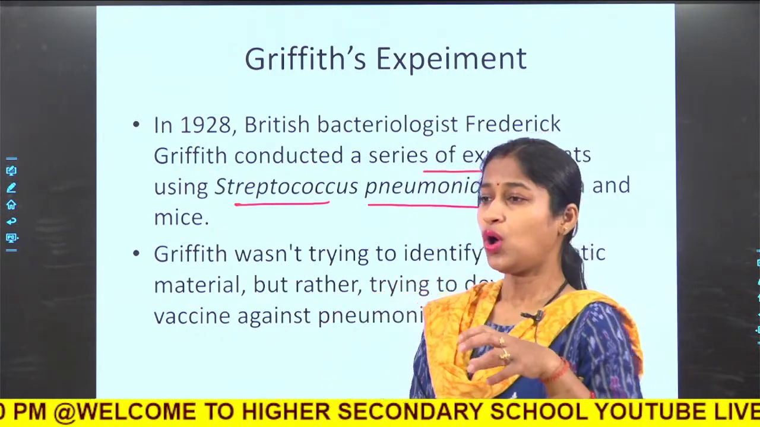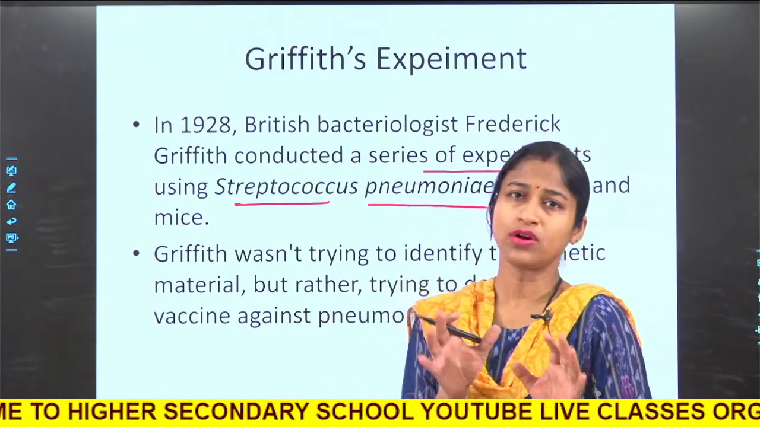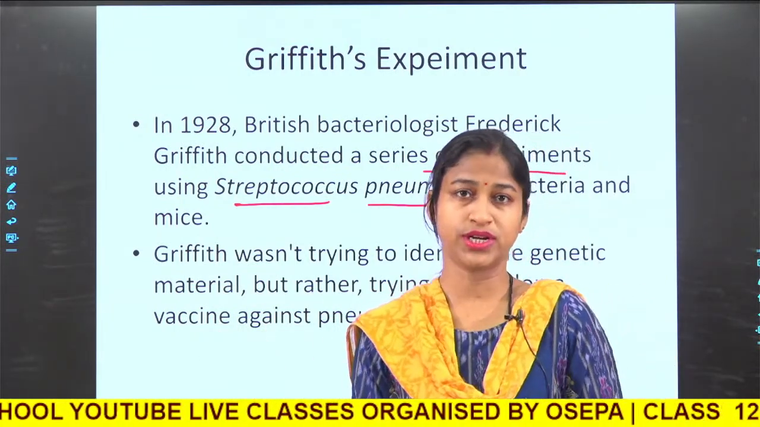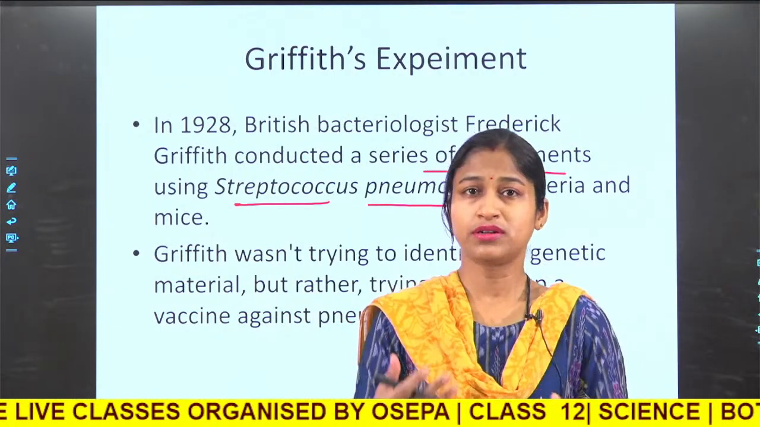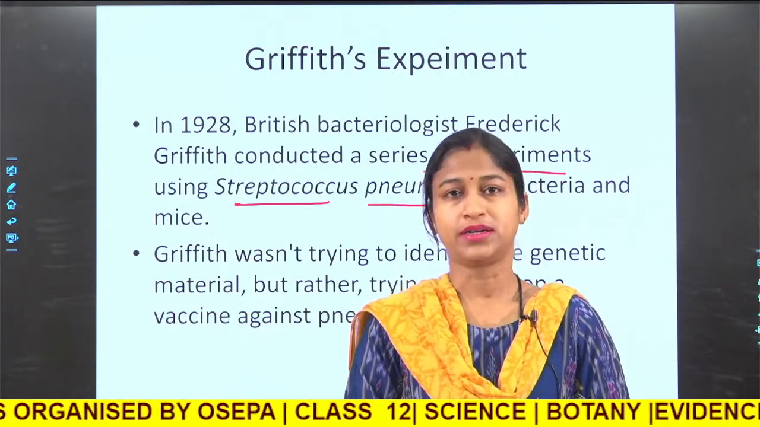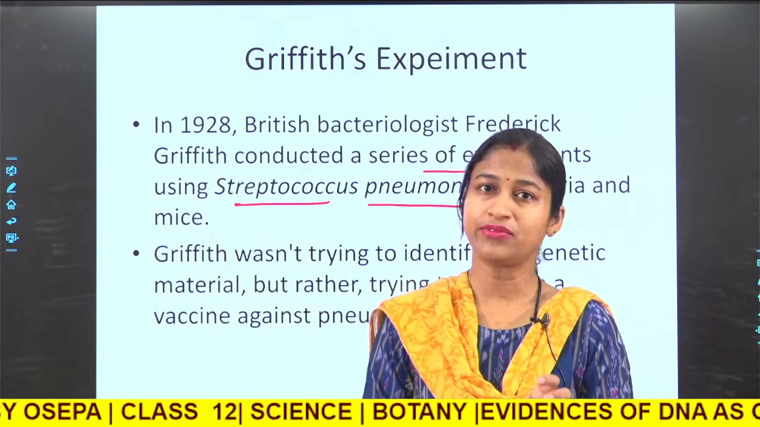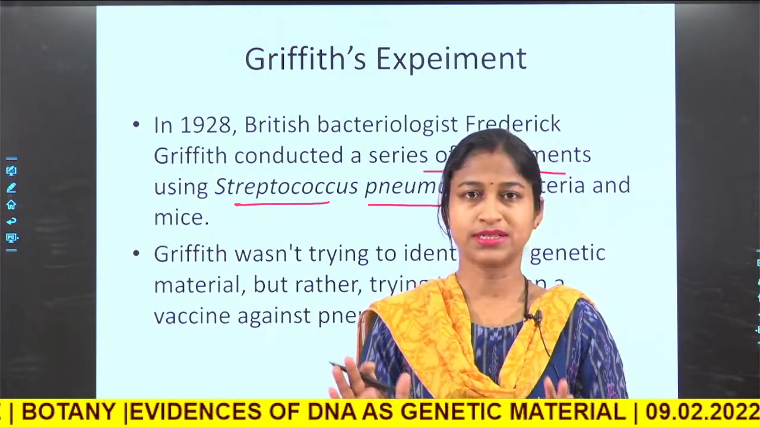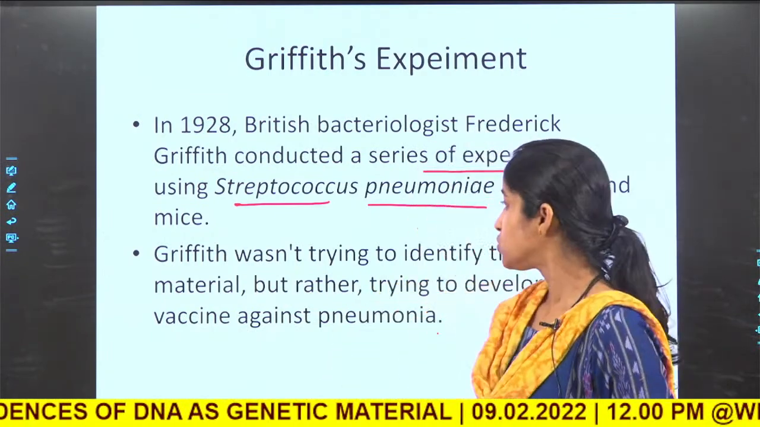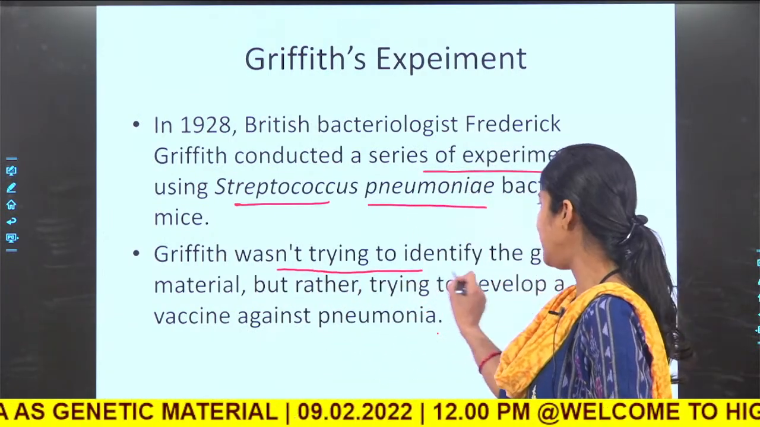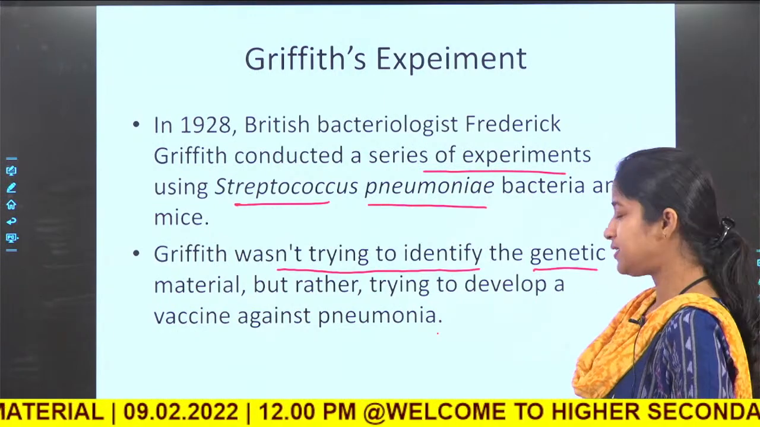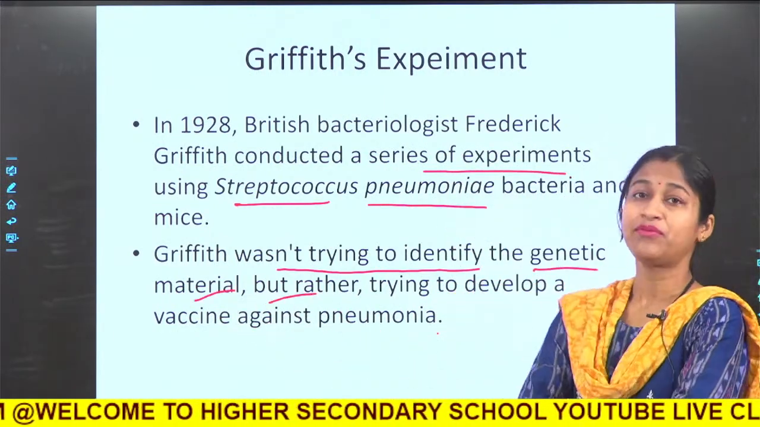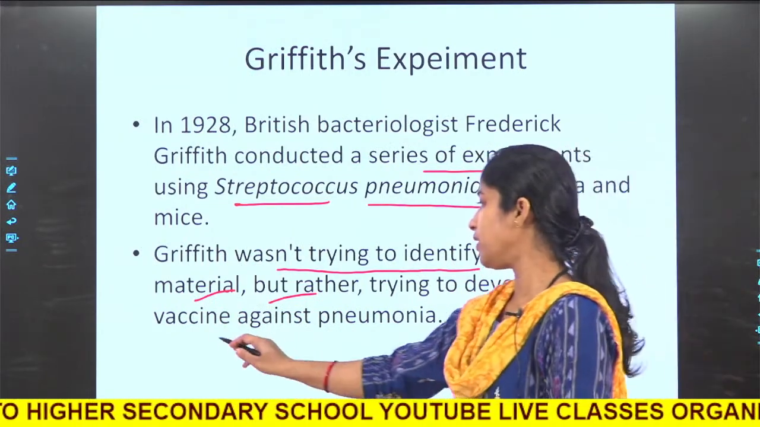What was he trying to do? He was not trying to prove that DNA is the genetic material, but he was trying to create a vaccine against pneumonia using the mouse as a model organism. So, Griffith was not trying to identify the genetic material, but trying to develop a vaccine against pneumonia.